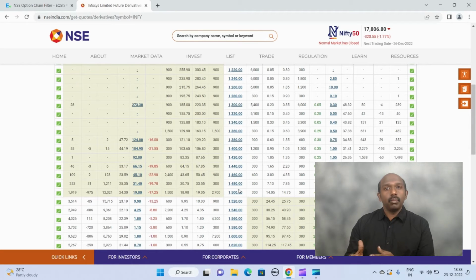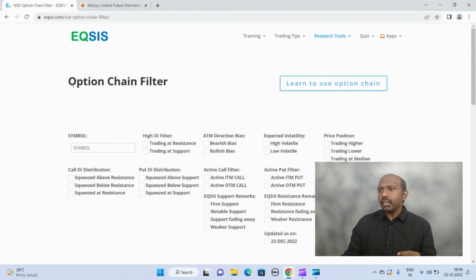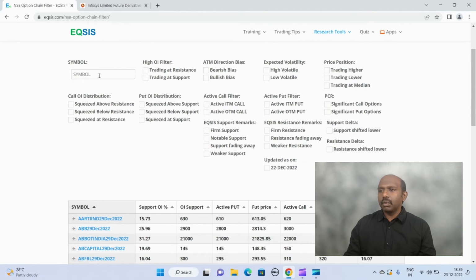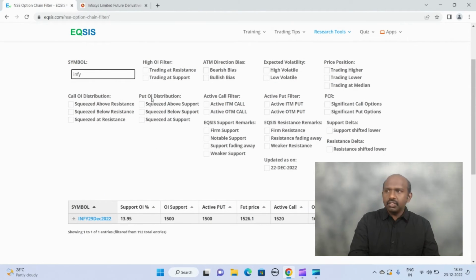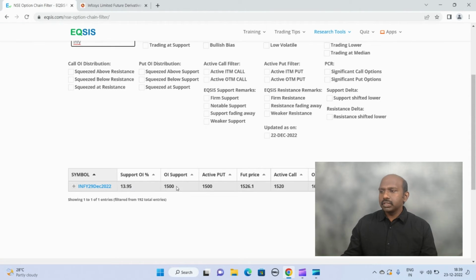But it is very difficult to identify the companies which have a very strong support or a very strong resistance, and change in open interest is slightly difficult to get in the traditional way. That is the reason why we recommend this EQSIS option chain filter. If you get into it, just by hitting this button and typing Infosys, it tells me that the support is at 1500 and resistance is at 1600.